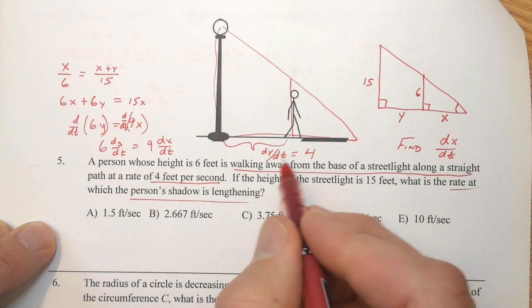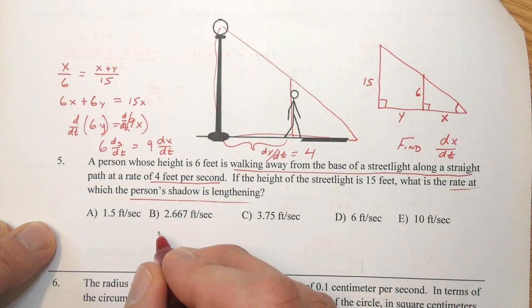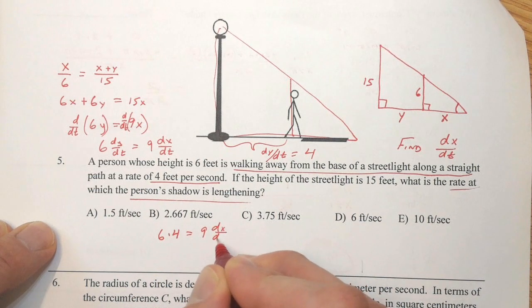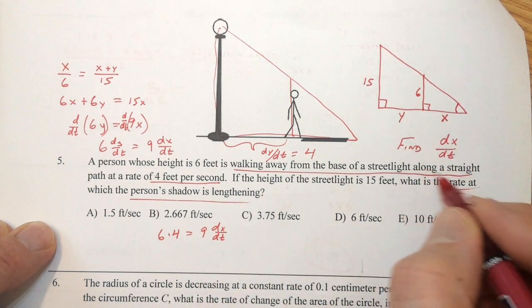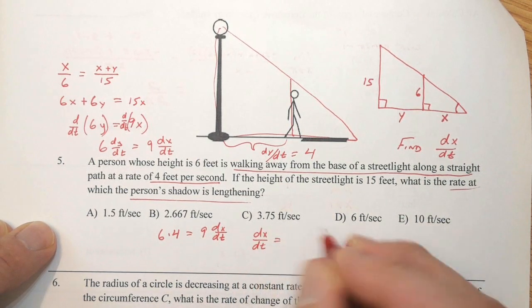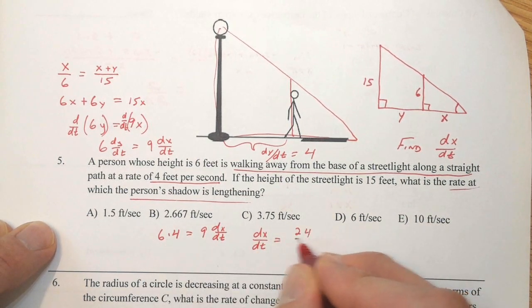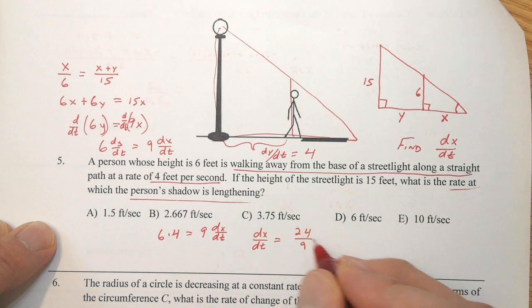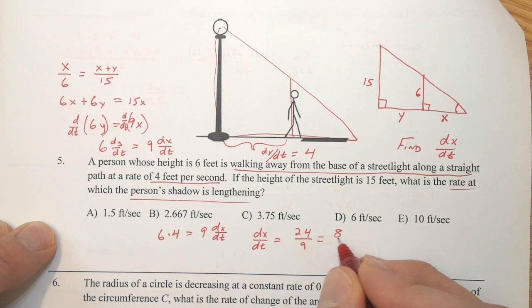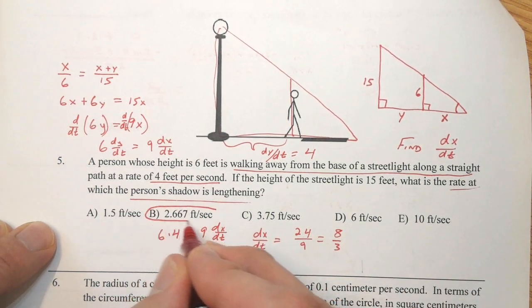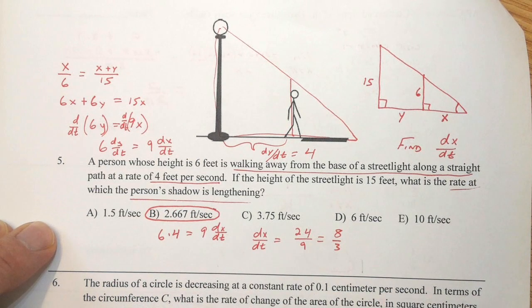Well, we're told that dy/dt is 4, so moving down here we have 6 times 4 is equal to 9 dx/dt, which is cool because we want to find out what dx/dt is. So dx/dt we can see is going to be 24 divided by 9. Right? And that can simplify to 8 over 3, which as a decimal approximation is 2.667.